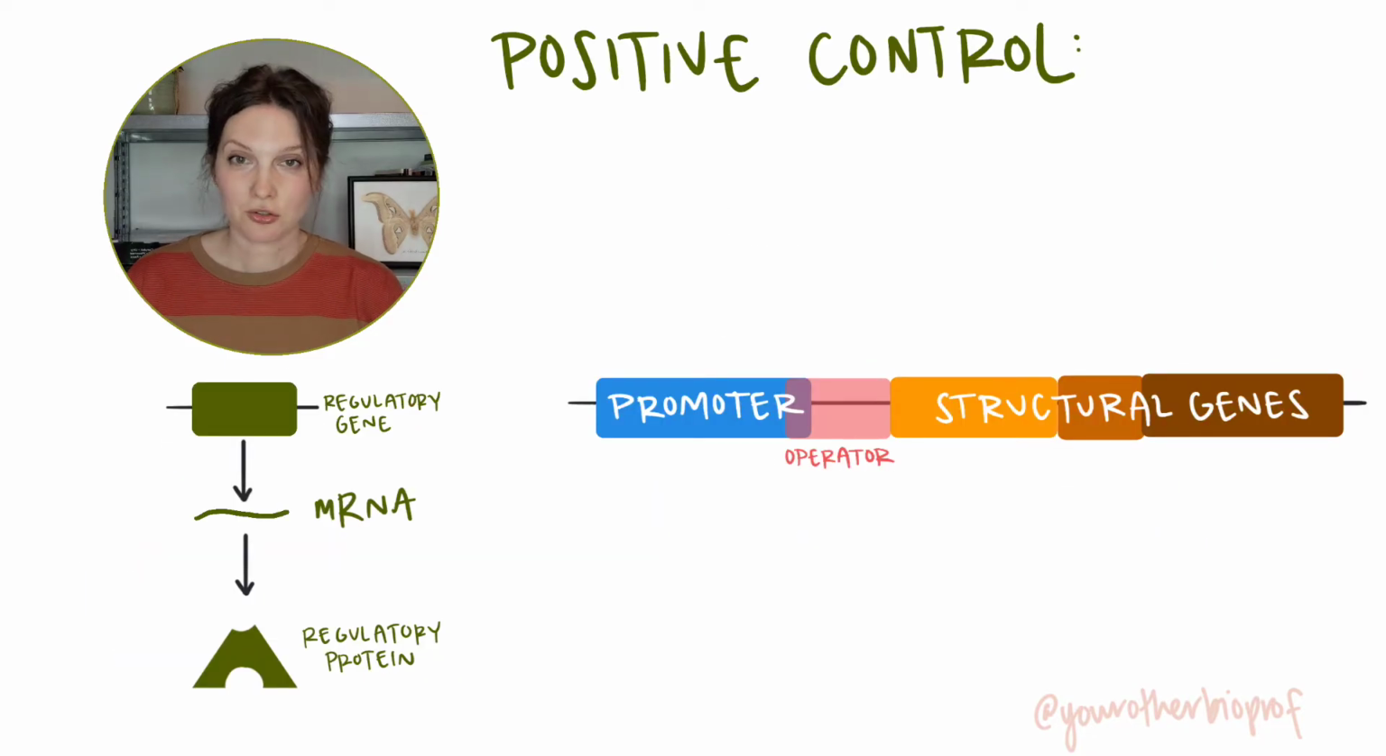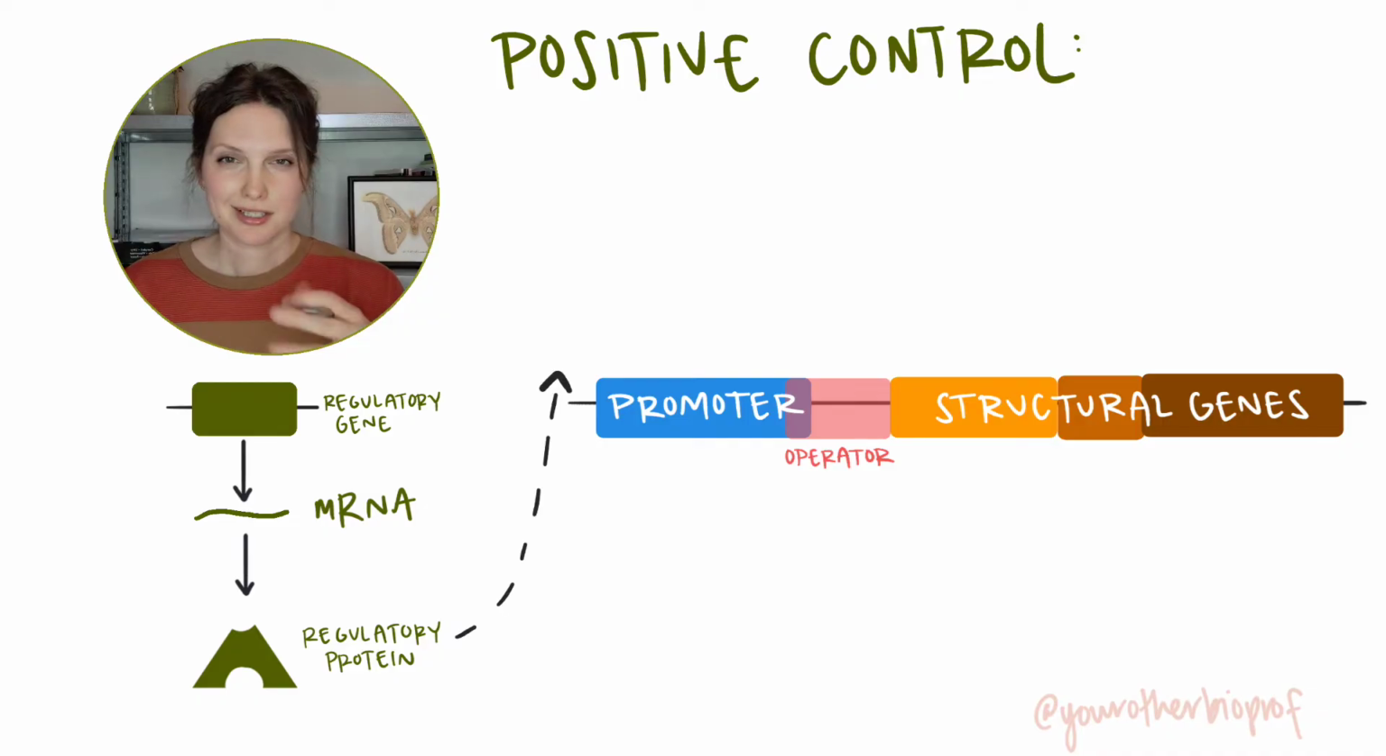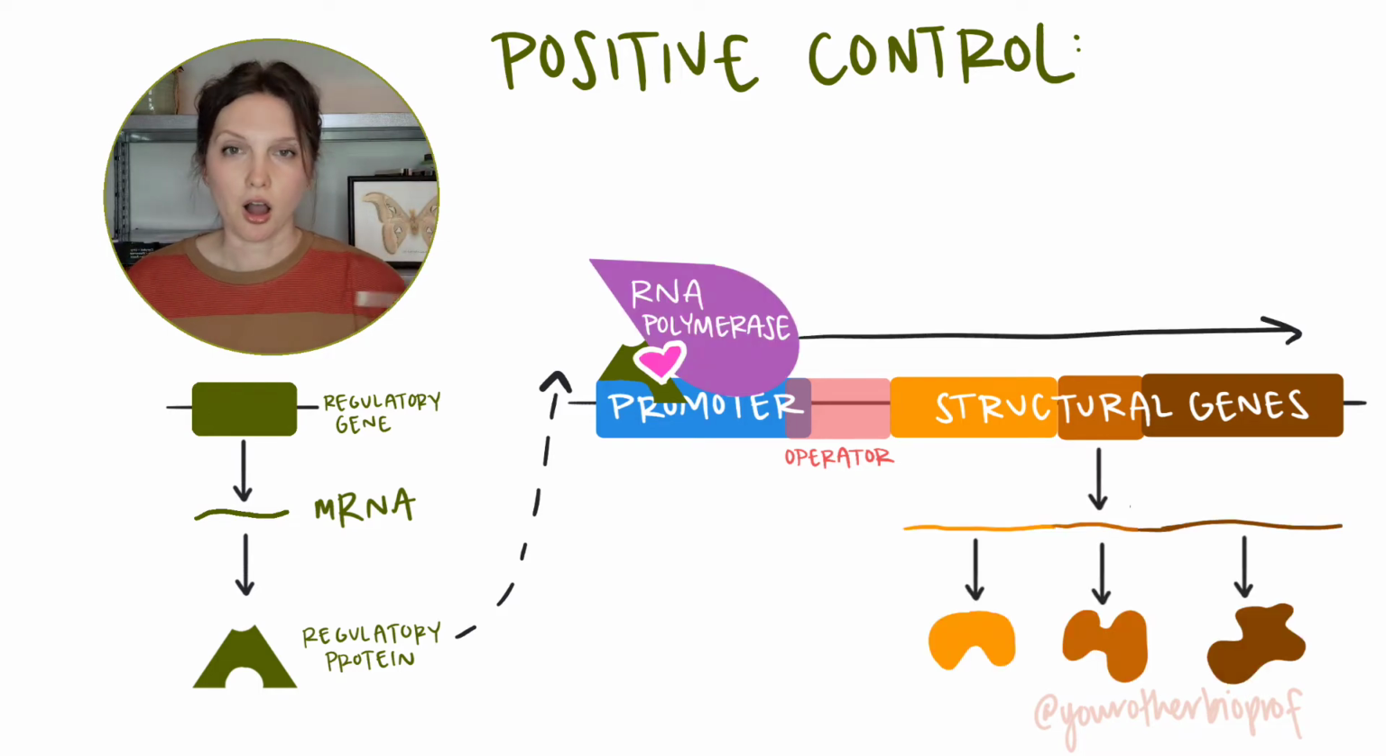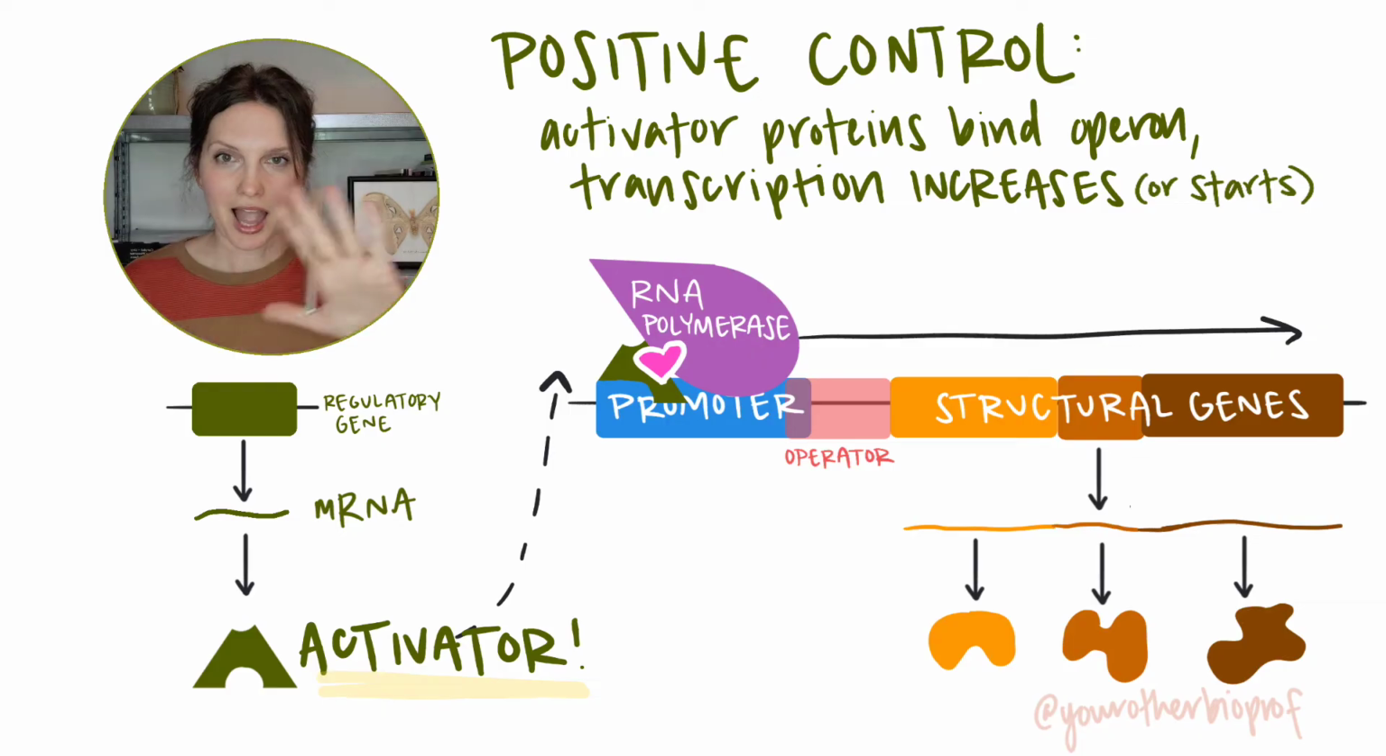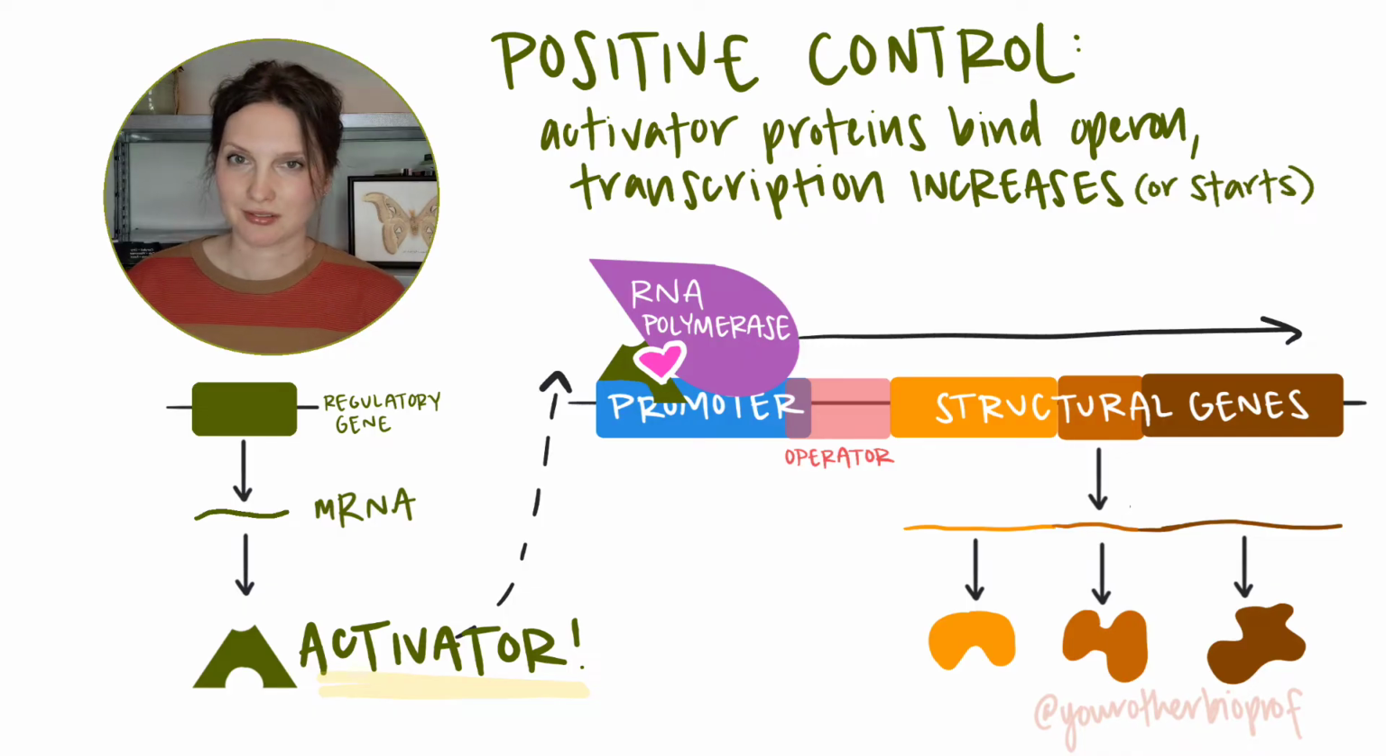So in positive control, the regulatory protein will bind to the operon somewhere around the promoter, and that is going to lead to an increase in transcription, or transcription turning on. And in some cases, this has to happen for transcription to turn on. And because it's being helpful in the context of transcription, it gets a helpful, positive sounding name: activator. So the activator protein will bind the DNA and help RNA polymerase initiate transcription.